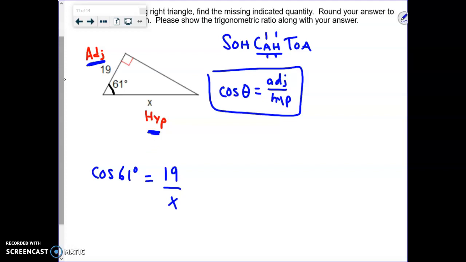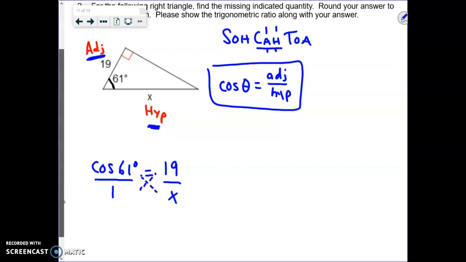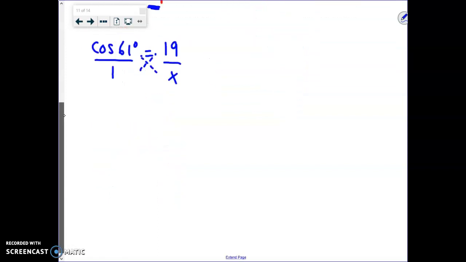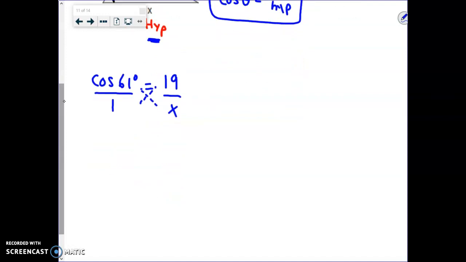Now, how do you solve that? Treat it like it's a proportion. So put the cosine of 61. By the way, that's not cosine times 61. That cosine of 61 degrees is one term. You can't split it up. Okay? And then we're going to cross multiply and solve for x. So ladies and gentlemen, you just take 1 times 19, and that's equal to x times the cosine of 61 degrees. All right? So 1 times 19 is 19, equal to x times the cosine of 61 degrees.